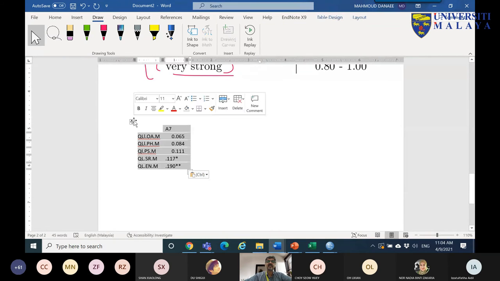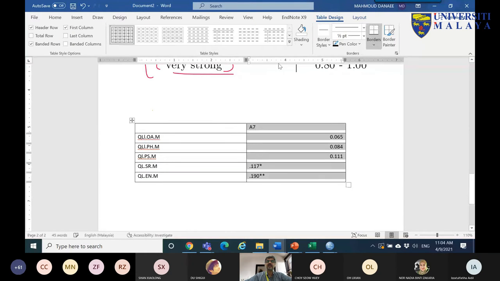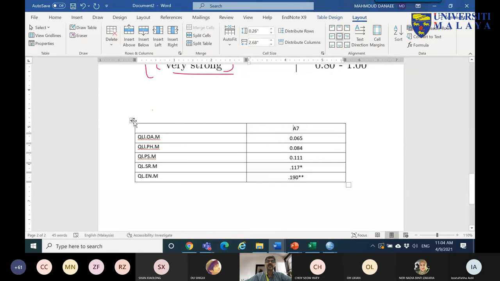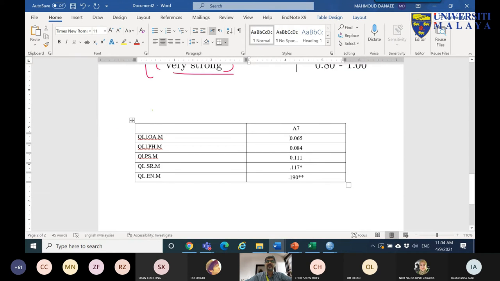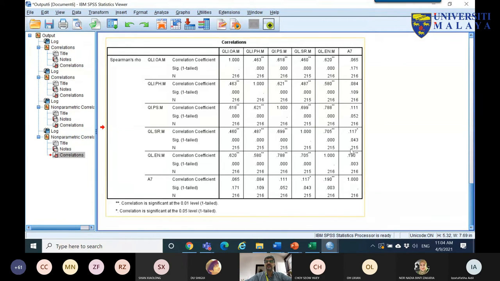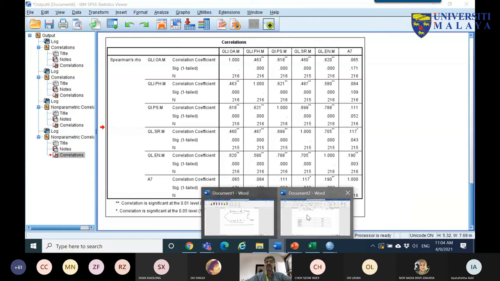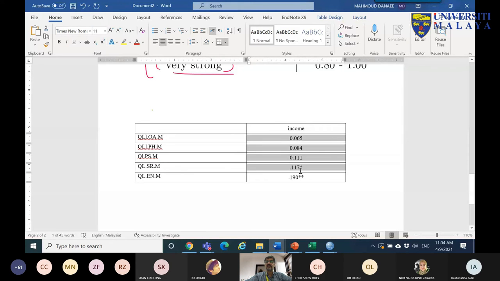So now look at here, I just copy this table, make it simple. Don't put many unnecessary information in your table. So now, according to this table, as can be seen here, let me check the fonts, Times New Roman. Now, as can be seen here, only social relationship and environment are positively correlated with what? With income. So this is the way that you need to report it. From the whole table, I only need the last column, correct? Because in this objective, I wanted to check the relationship between quality of life components and income. And I summarize it like this.